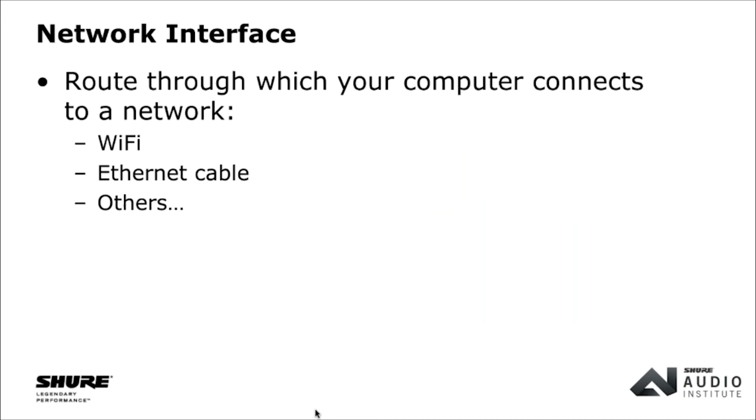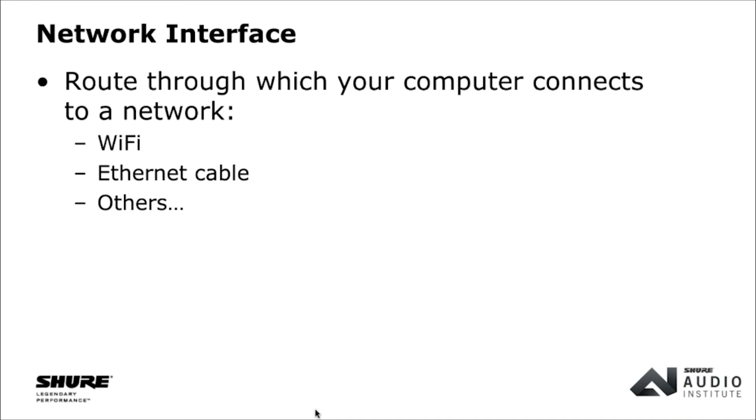So, network interfaces. A network interface is basically a route through which your computer connects to a network. And common laptops or any computers have a couple of these by default. Wi-Fi is an example of a network interface. A hardwired Ethernet network is a hardwired interface. And there could be others, Bluetooth adapters or Thunderbolt adapters.